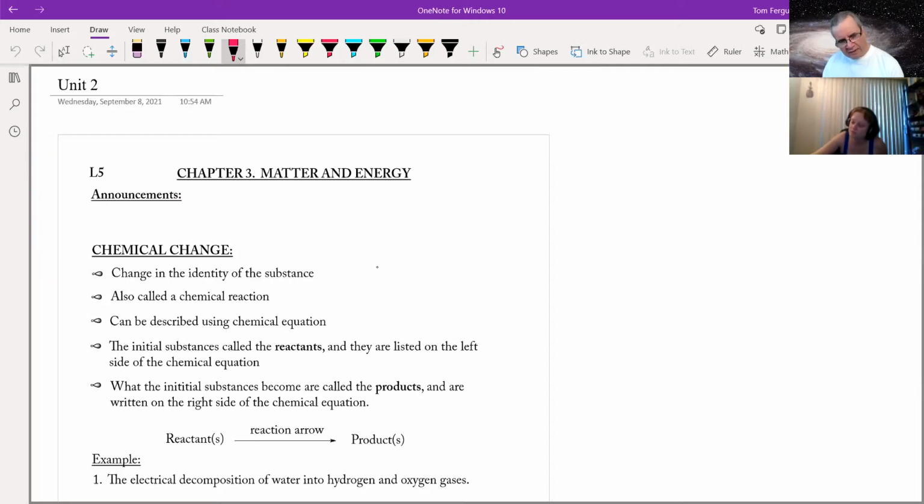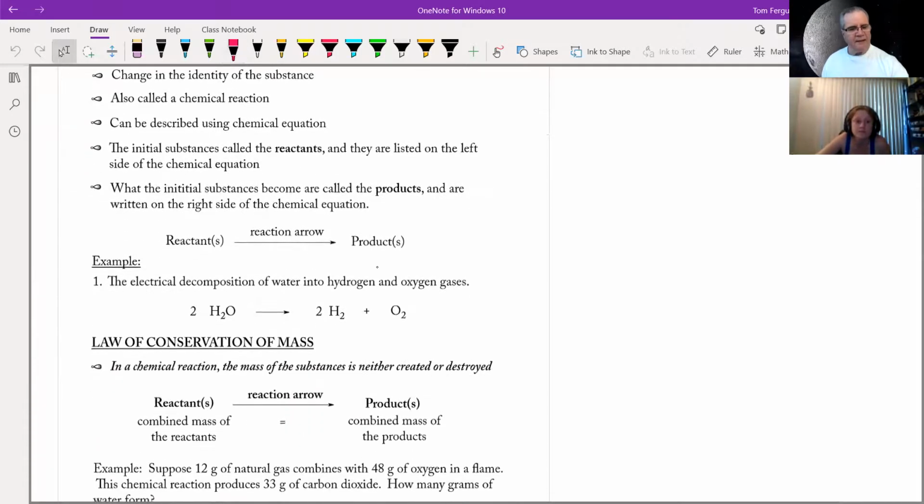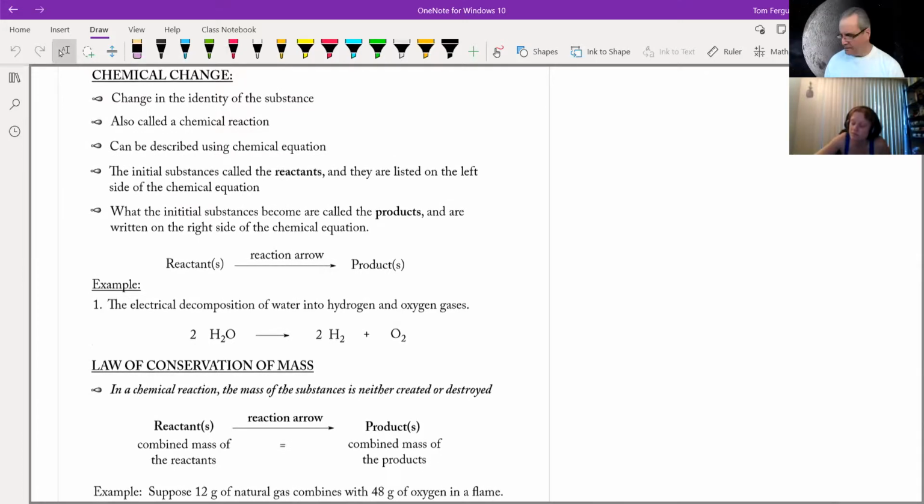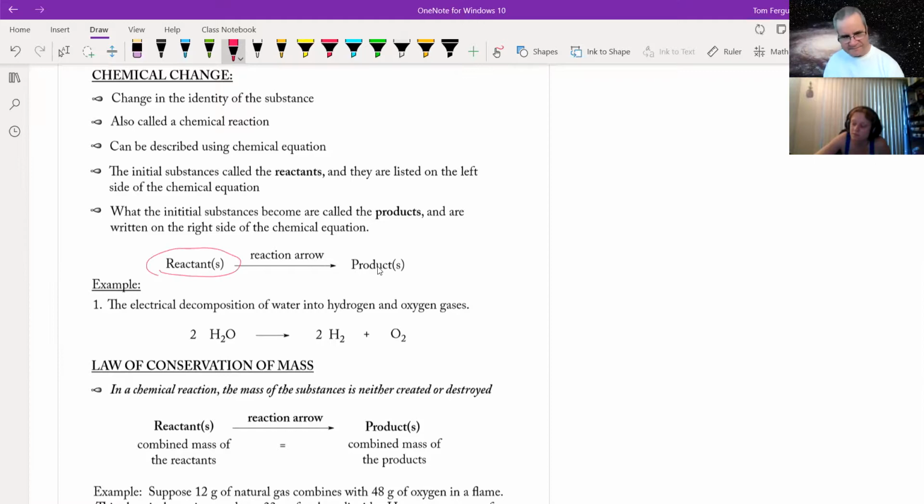When you're in a chemistry class, you need to know if a chemical change is happening. There's a lot of things going on whenever there's a chemical change, but basically what we start with are called reactants. Something happens to those reactants, and products form.